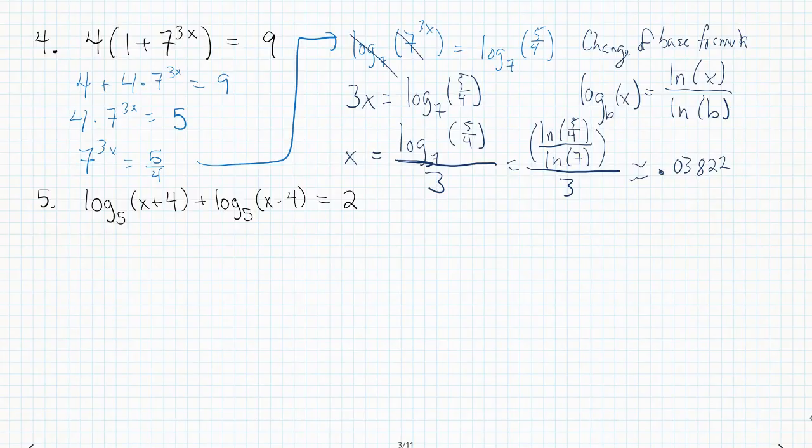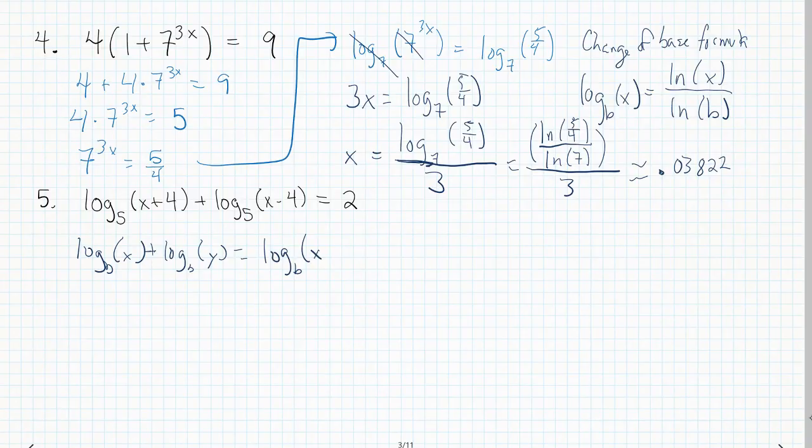We're going to use the laws of logarithms for this next one. So you have the log base 5 of x plus 4 plus the log base 5 of x minus 4 equals 2. The first thing, we can use the product rule for logarithms, and that product rule states if you have the log base b of x plus the log base b of y equals the log base b of x times y. So what this means is we have the log base 5 of x plus 4 times x minus 4, because our x is now replaced with x plus 4 in that first one, and the y is replaced with x minus 4.